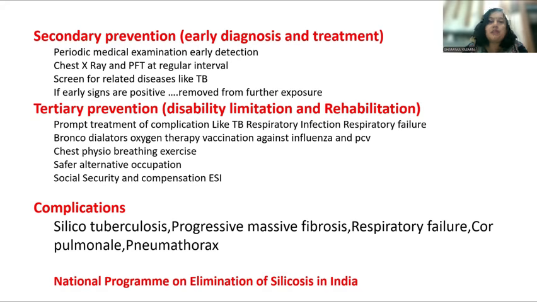For disability limitation and rehabilitation as a tertiary prevention, we can talk of chest physiotherapy, bronchodilators, safer alternative occupations, and social security schemes like ESI. The question asks us to name some complications, which are progressive massive fibrosis. We also know silicotuberculosis is very common, respiratory failure, and pneumothorax.